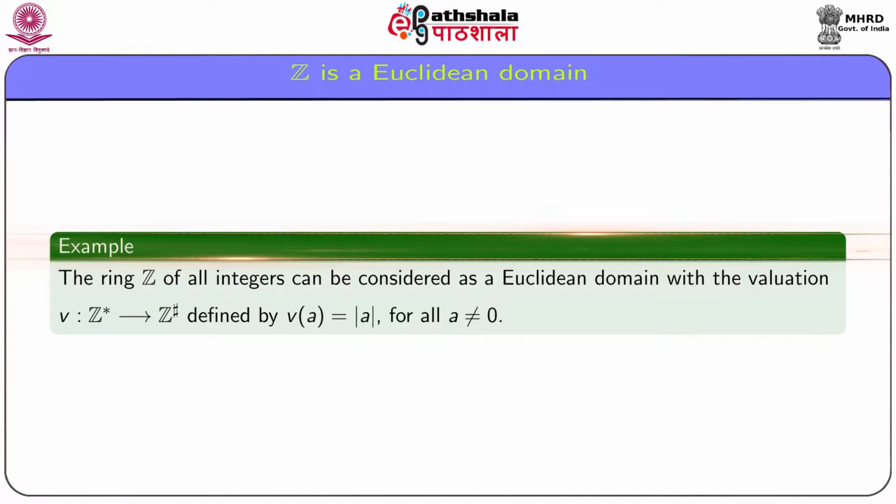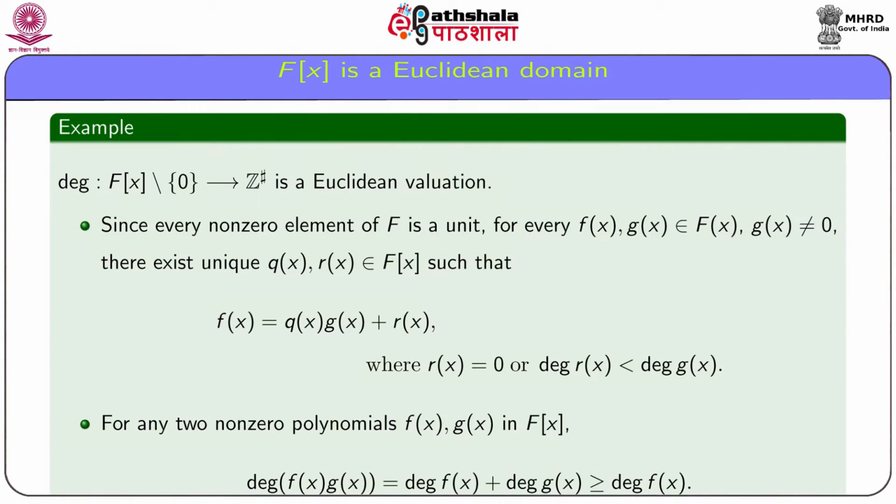So, the ring of all integers Z is a Euclidean domain where valuation is taken to be the absolute value. Also, the ring of all polynomials over a field is a Euclidean domain since every non-zero polynomial g x has a unit leading coefficient. So, we always have f x equal to q x into g x plus r x satisfying this condition, and since valuation is taken to be the degree, all the conditions of valuation are satisfied.